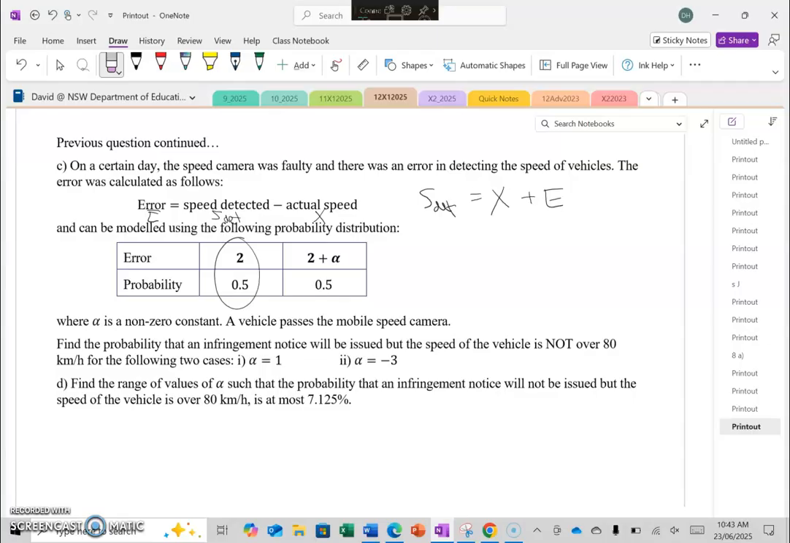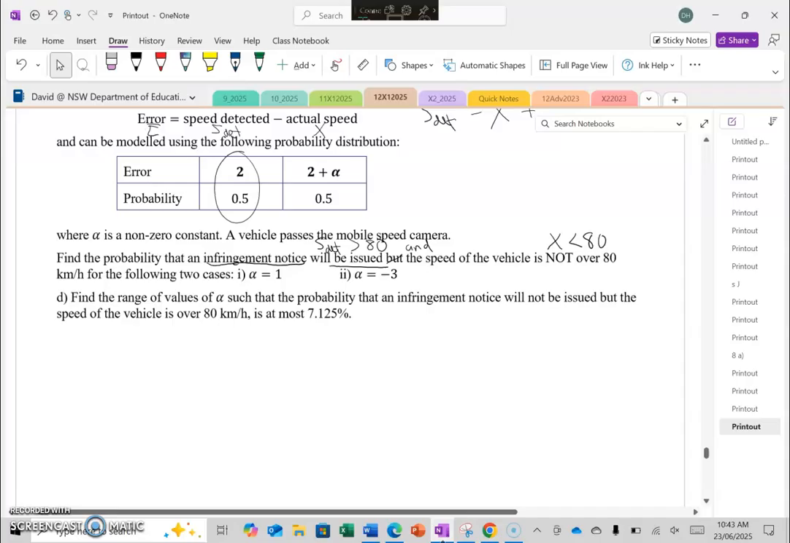All right, so find the probability that an infringement notice will be issued. An infringement notice is issued when the speed detected is greater than 80, but the actual speed of the vehicle is not over 80. So the speed detected is greater than 80 and the speed of the vehicle is not over 80, which means X must be less than 80. For the following cases, when alpha is 1 and when alpha is -3.